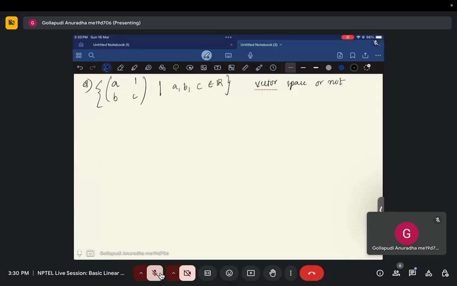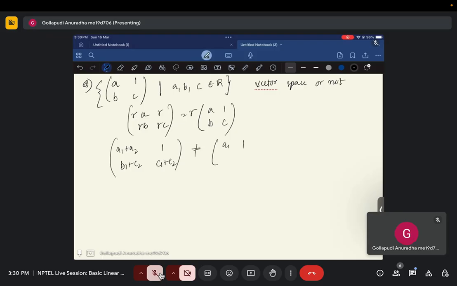So first of all, there is 1 here, so you won't be getting the zero matrix here, so that fails first of all. And if you see scalar multiplication, then definitely you can get it. So scalar multiplication will be satisfied, but if you do this, that won't be equal, so it's not a vector space.